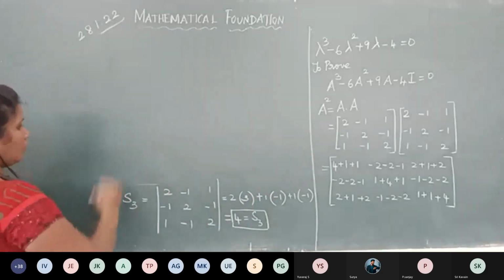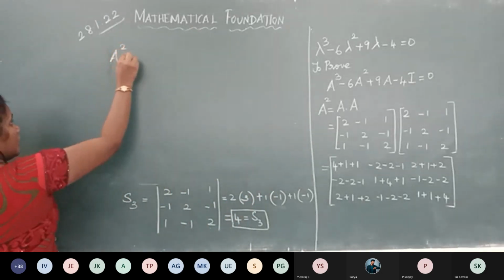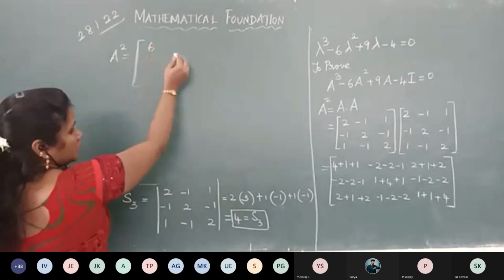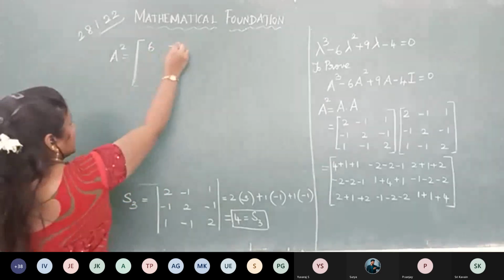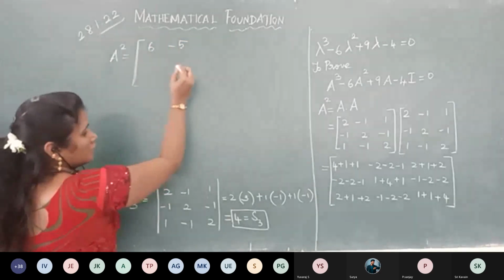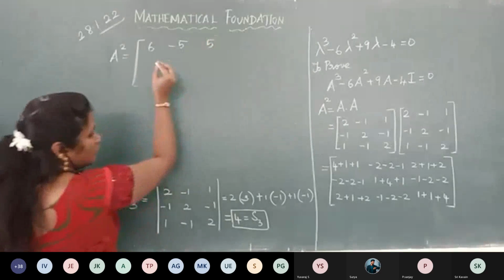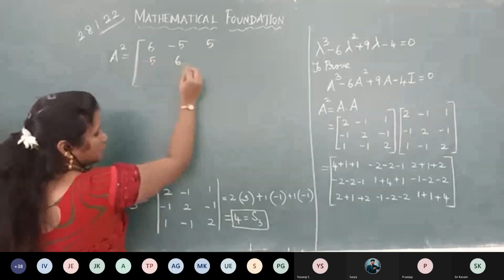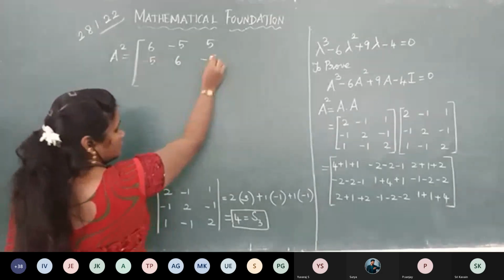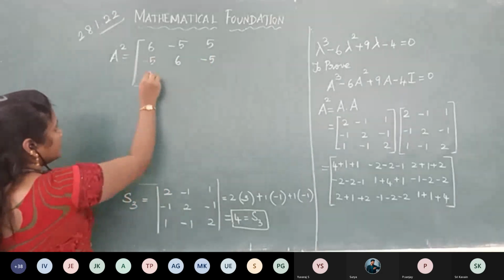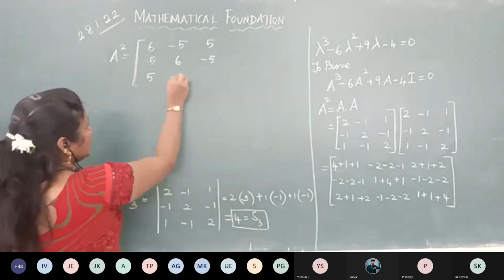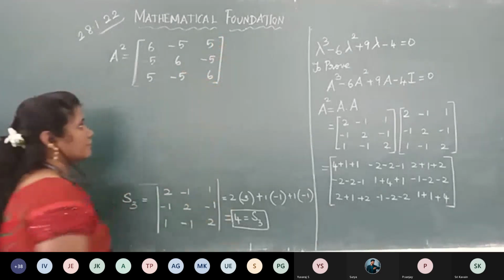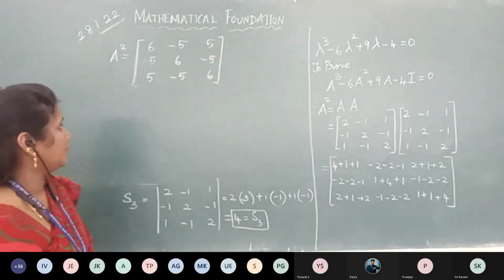So after that, find out what is your A square. The A square, you're just adding. Okay, so it will be 6 minus 5, 5 minus 5, 6 minus 5, 5 minus 5, 6 minus 5. Okay, so this is your A square.